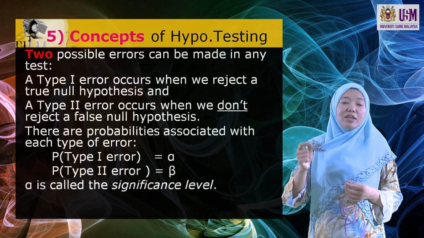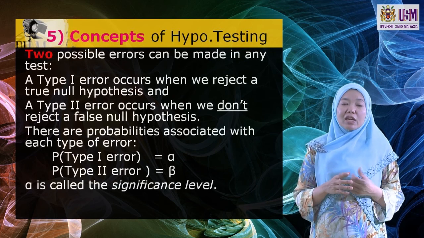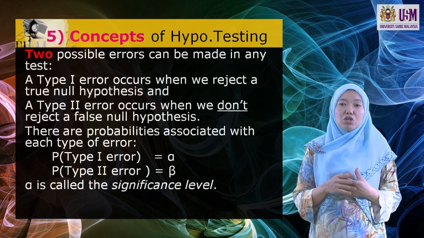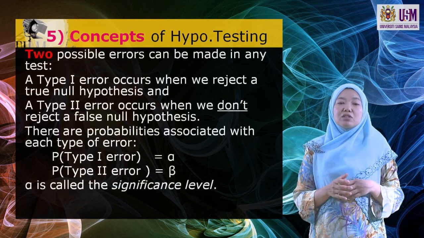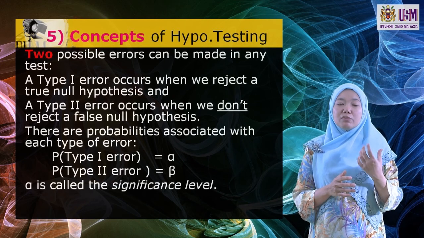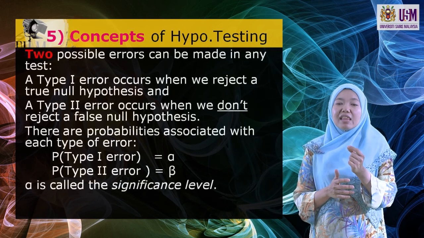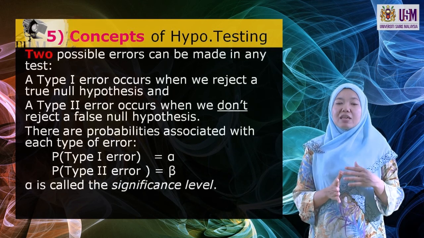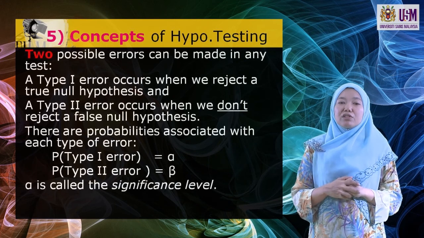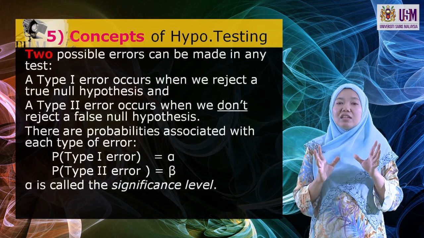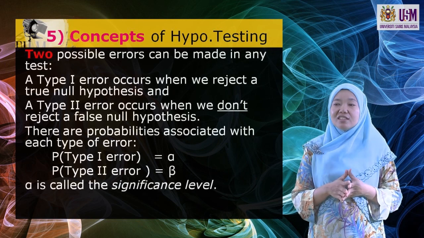So how do you know, in an exam, that the question is asking you to do hypothesis testing? Usually the question will state somewhere in the paragraph, at 5% level of significance, or maybe at 1% level of significance. That means this is about hypothesis testing.